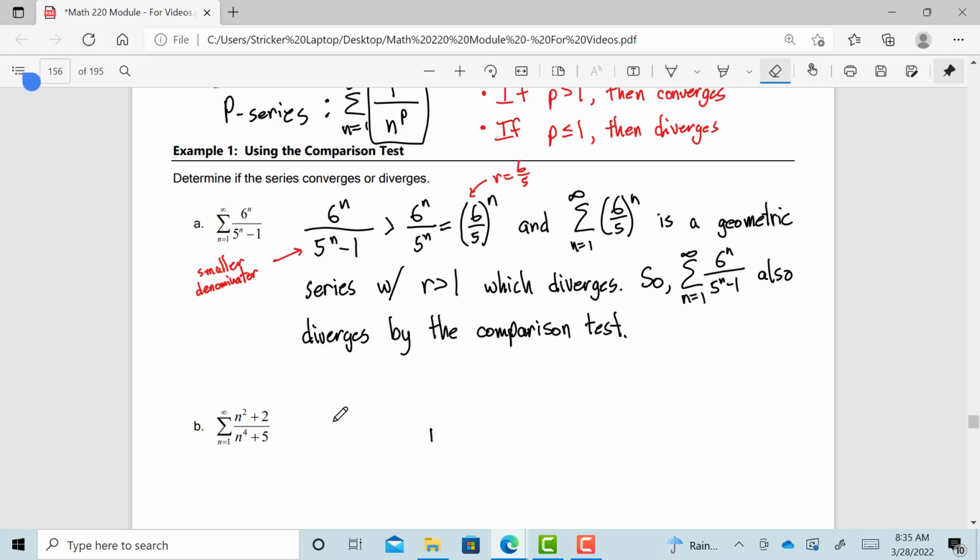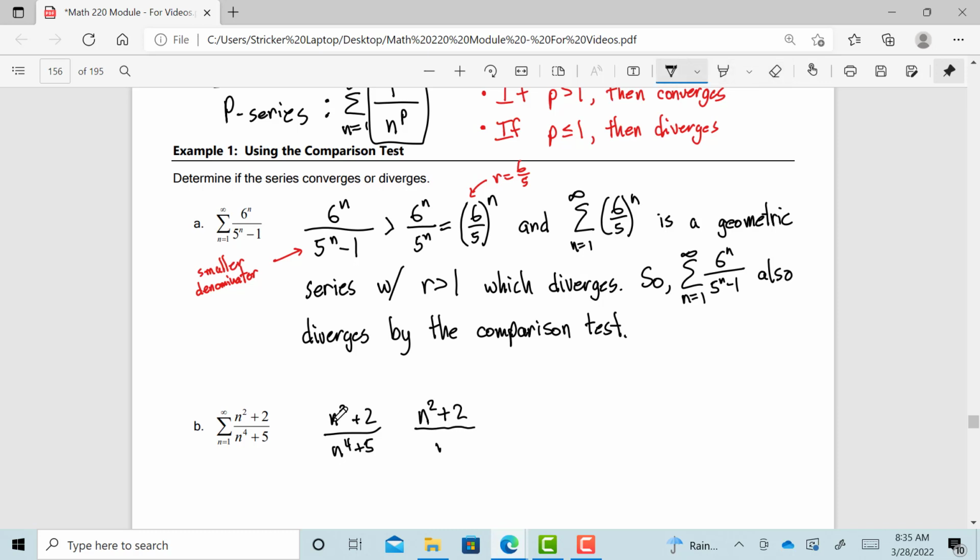And the way we're going to attack this is we're going to think about splitting up our original. So if we take n squared plus 2 over n to the 4th plus 5, what we can try doing is just getting rid of the denominator plus 5. So that would leave us with n squared plus 2 over n to the 4th plus just n to the fourth.